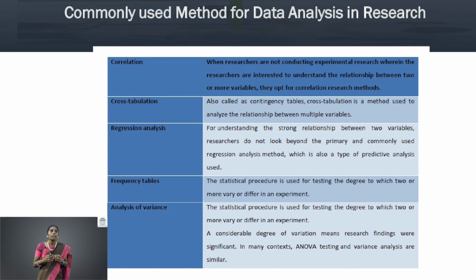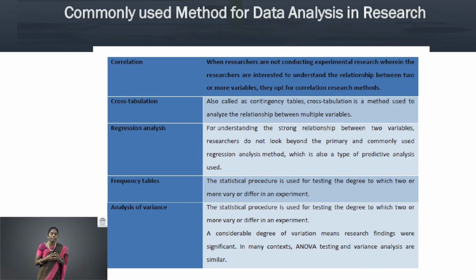Then cross tabulation, also called contingency tables. It is a method used to analyze the relationship between multiple variables. Then regression analysis is used for understanding the strong relationship between two variables. Researchers do not look beyond this primary and commonly used regression analysis method, which is also a type of predictive analysis. It is used to understand the relationship between two variables, independent and dependent. What is the relationship between the independent and the dependent variable?